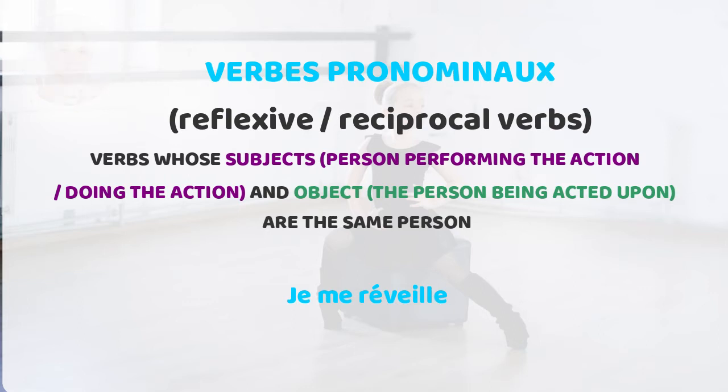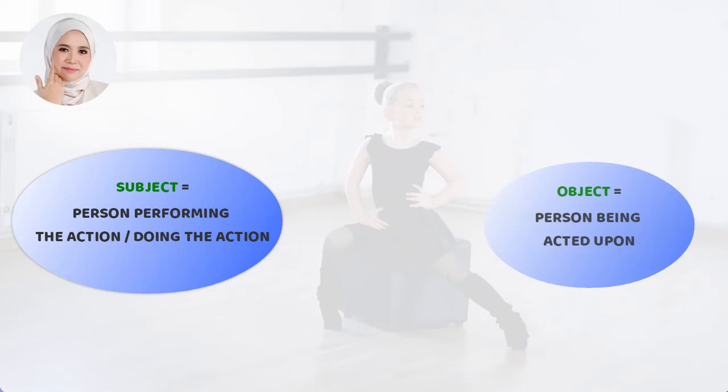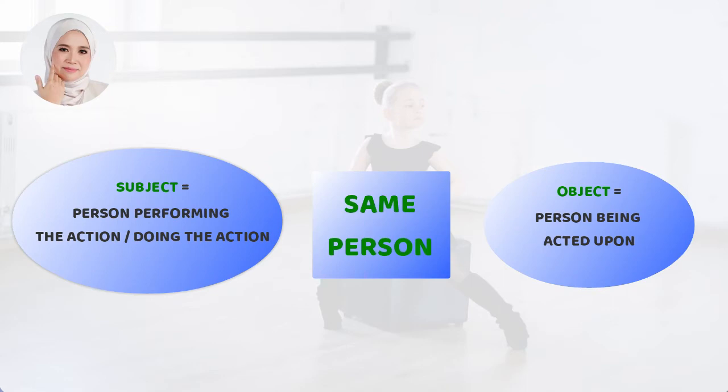So now let's look at the chart. You have here subject, the person performing the action or doing the action, and you have object, the person being acted upon. So these two are the same person.